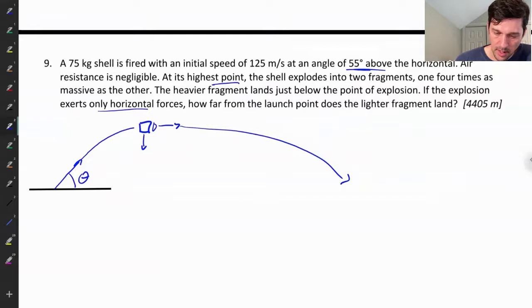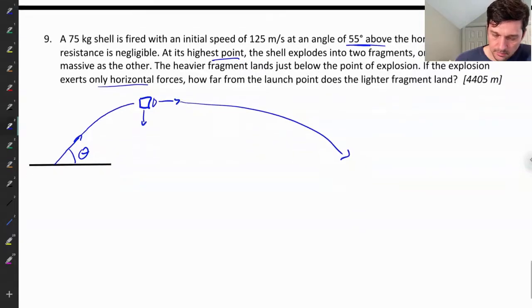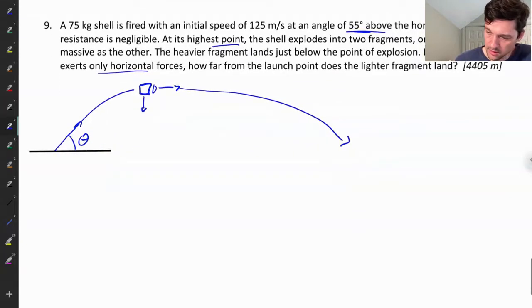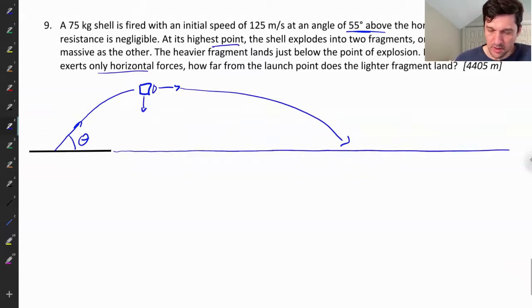So at this highest point, neither piece is being launched upward nor downward. Only horizontal forces are exerted. How far from the launch point does the lighter fragment land? All right. Anything else we need to know? I guess we'll assume, since we're not told otherwise, that the ground continues indefinitely. So it's launched and lands at the same height.